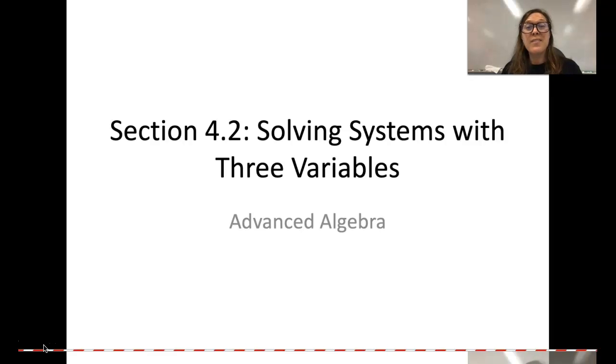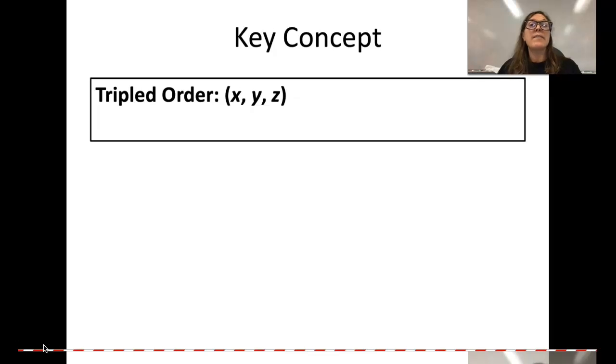So now, if we have three variables that we need to solve for, we're going to be adding an x, a y, and a z to our answer, which means we're going to have a triple order. Not an ordered pair, we're going to have a ordered triple as our final answer. So an ordered triple is x, comma, y, comma, z.